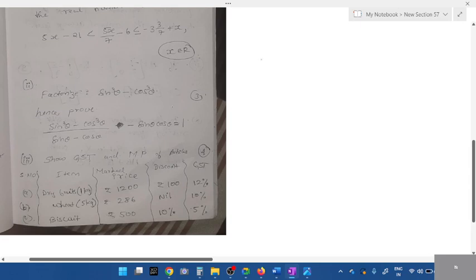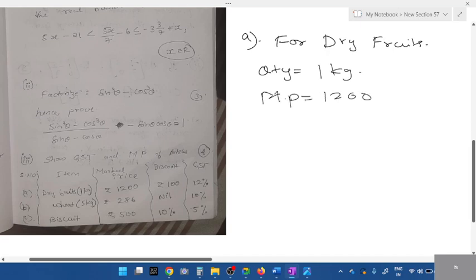So what is given? There are 3 items given, dry fruits. So you have to start like this. For dry fruits, what's the quantity given? How many kgs? Quantity is just 1 kg. So mark price will not change. Mark price will be 1200. Discount is 100. What is the mark price after discount? After discount, what is 1200 minus 100, students? 1100. It's not given in percentage, it's rupees.